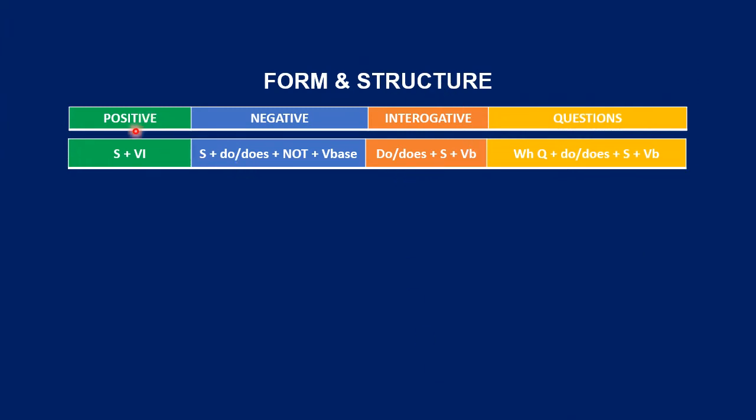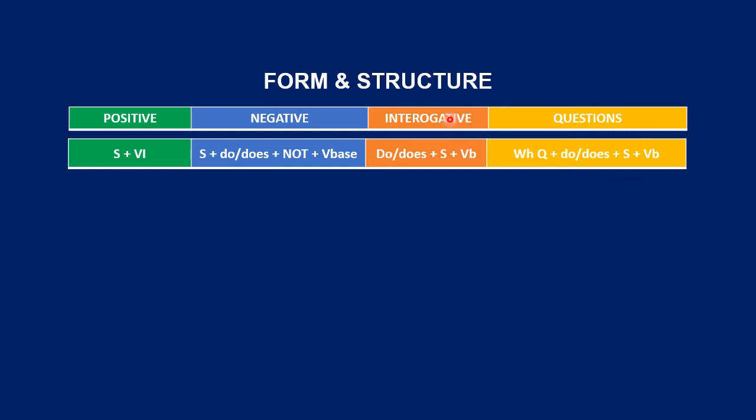Kalau positif itu subject plus kata kerja pertama, negatif subject plus do or does depending on the subject, plus not and plus verb base. Bukan verb one tapi verb base. Karena verb base itu berbeda dengan verb one. Kalau verb base itu dia tidak ditambah apapun ya, dasar, jadi nggak ada embel-embelnya. Kalau verb one itu bisa text inflection like s atau es.